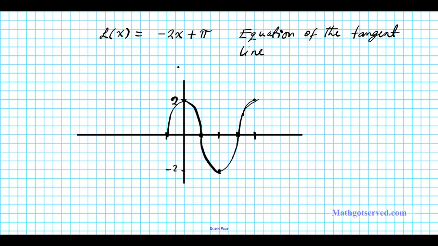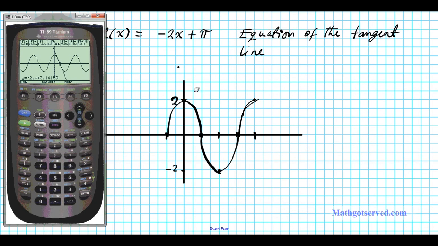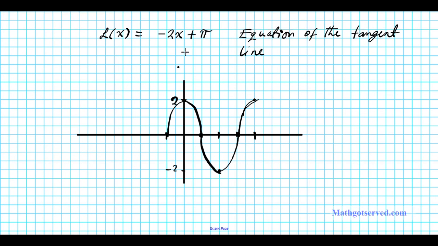Alright, so there goes my sketch. Doesn't look too nice, but let's look at a calculator. There goes a tangent line right there, so we can sketch it to the best of our ability. The tangent line is going to look something like this. It's tangent at that point right there.